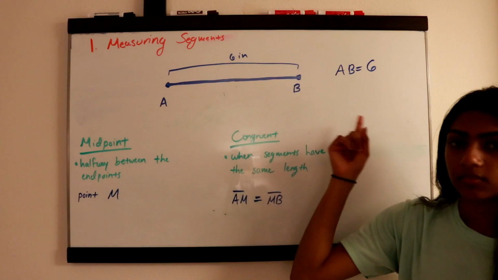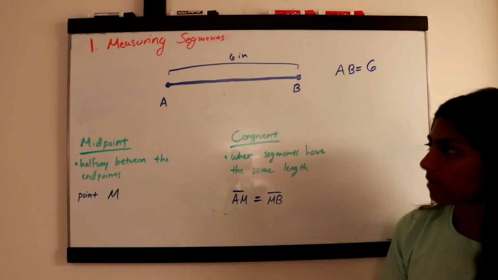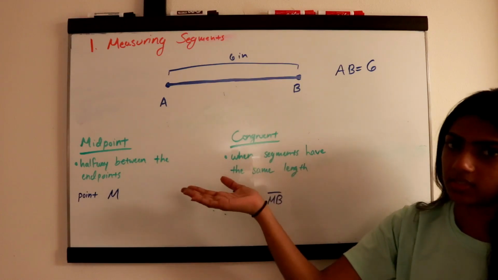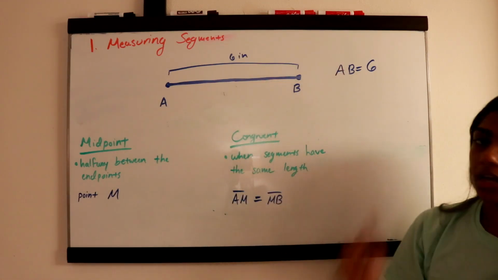So this right here is a line segment AB. And if we take a ruler out and we measure it, we get 6 inches. Now this is not to scale. So we would write AB equals 6 without the bar on top.